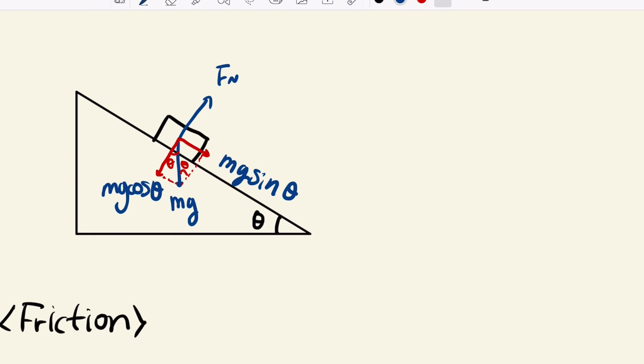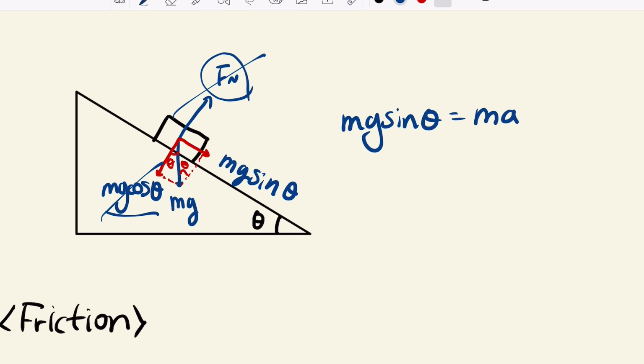So because the normal force and the mg cos theta force are acting opposite to each other, but the block is not moving upwards nor downwards, these two should cancel out and equal each other, and therefore the F net is mg sine theta. And the mass cancels out from each side, and the acceleration would equal g sine theta.